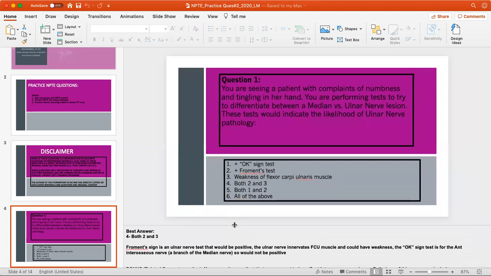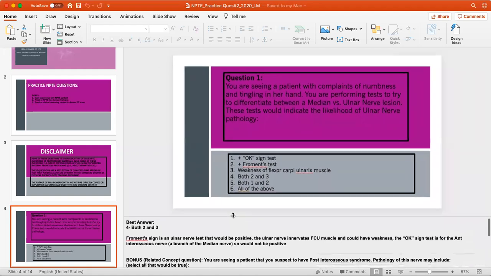And again, the OK sign test is testing median nerve. More specifically, though, you could think that that OK sign is testing the anterior interosseous nerve, which is a branch of the median nerve, which innervates those two muscles that we mentioned, flexor pollicis longus and the flexor digitorum profundus.